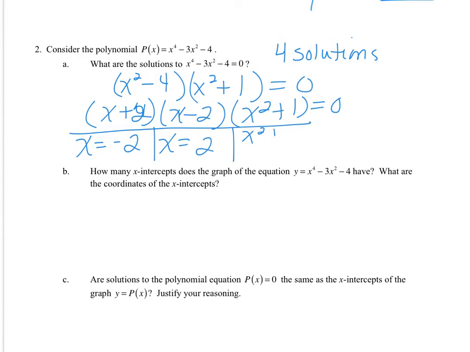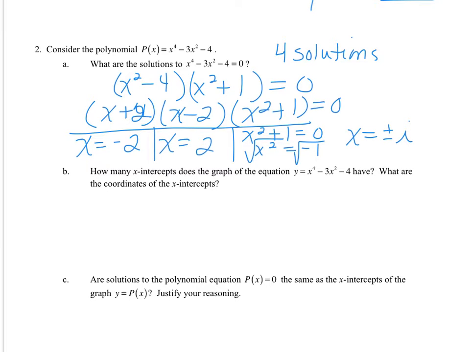I have x squared plus 1 equals 0. I'm going to subtract 1 on both sides and get x squared equals a negative 1. I'm going to square root both sides. I drew the square root symbol. So I'm going to end up with x equals plus or minus i. So that gave me my other 2 answers. So now I have 4 answers. So my answers are negative 2, positive 2, and plus or minus i.